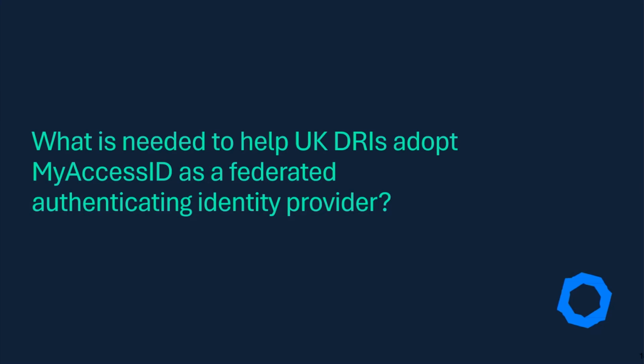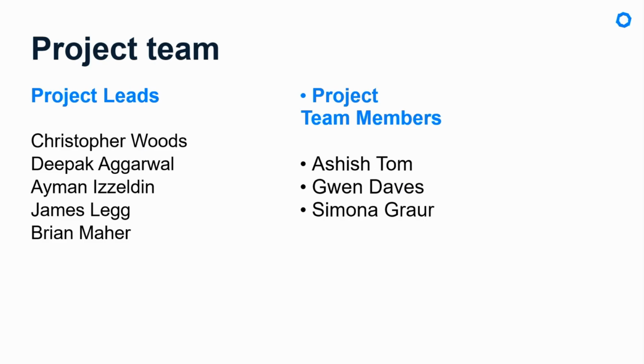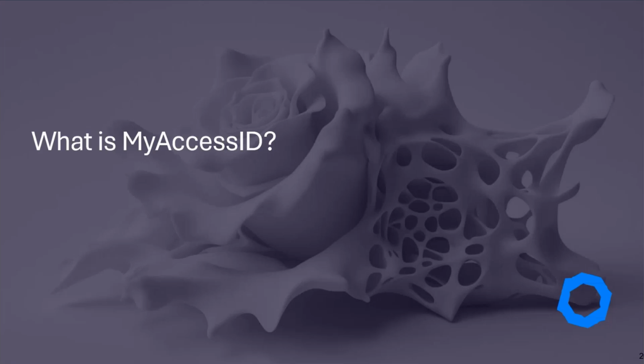So as part of the project, we are looking at MyAccessID as a federated IAM solution and how UK DRIs can use that to solve unified access for the users to use the DRI services that they provide. The project consists of a collaboration between the University of Bristol, University of Cambridge, the STFC Hartree Centre, and UCL. These are the project members that are part of the team.